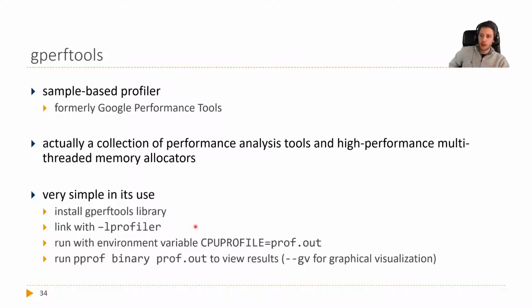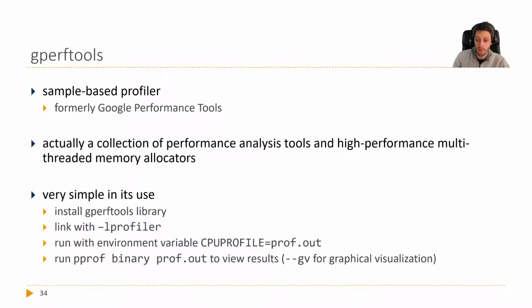An alternative are the gperf tools, which is a sample-based profiler. It was formerly known as the Google Performance Tools. And this is actually a collection of more analysis tools than just a simple profiler, but the profiler is probably the most useful one. It includes some additional tools like memory allocators, for example, that are really fast and that are geared towards a high performance context.